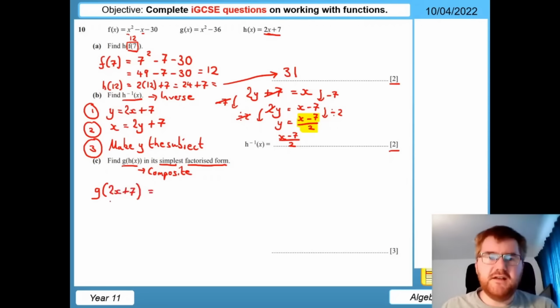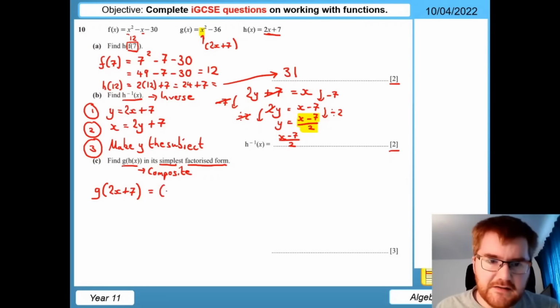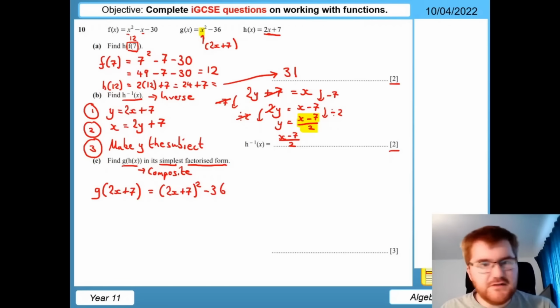Now once I know that, I'm going to look now at my g function. So this is my g function here. And wherever I see an x in my g function, I'm going to replace it with a 2x plus 7. So it's a bit of a trickier question compared to what we did last time. So if I copy this out, I get 2x plus 7 all squared minus 36. And so now we've got a bit of algebra to do to expand everything out and simplify.